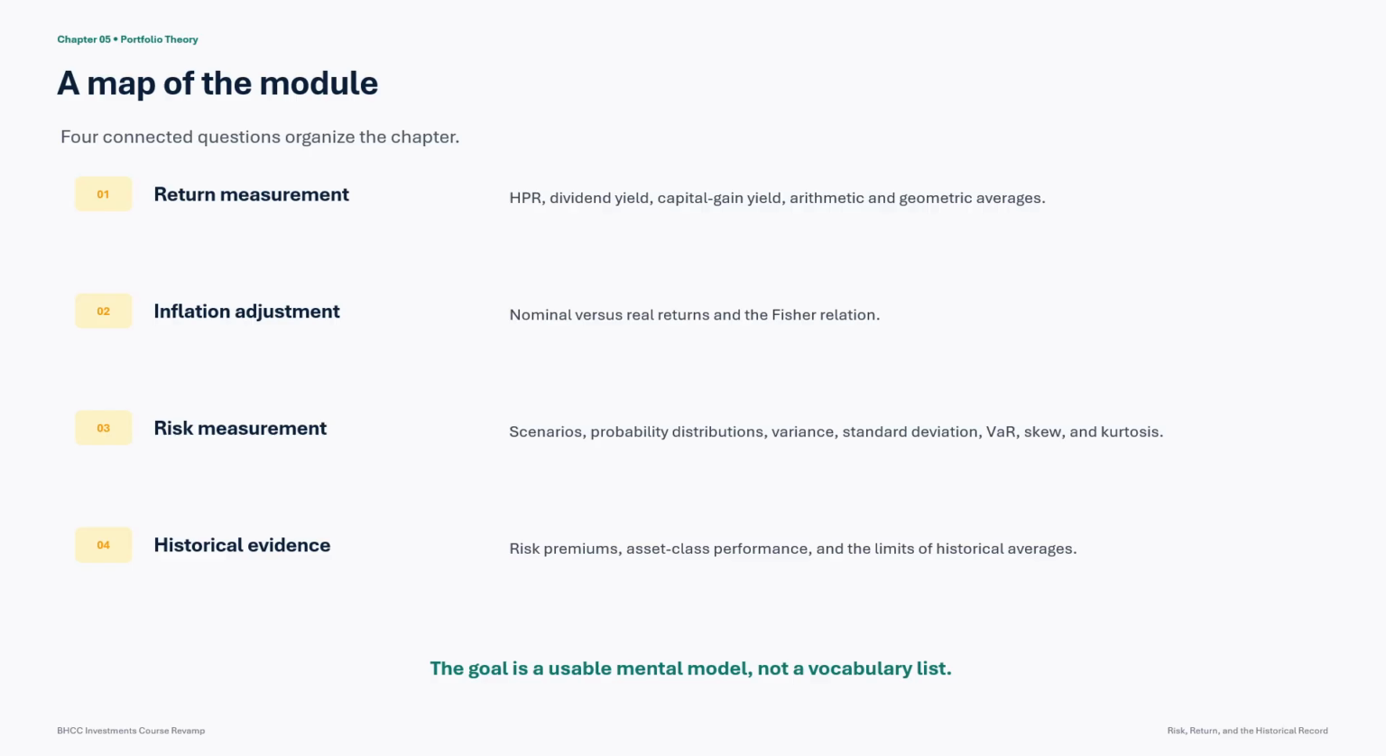Think of the chapter as a sequence. Measure what happened, adjust for inflation, describe the risk around the result, then decide how much confidence the historical record deserves. That is a usable decision process, not simply a vocabulary list.